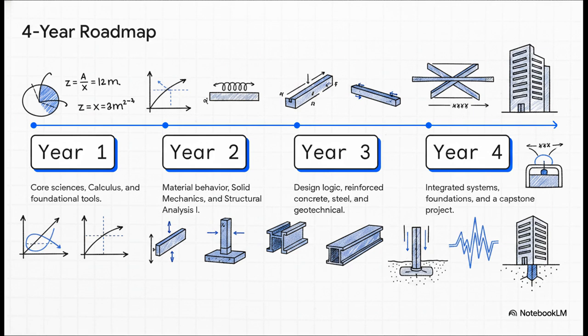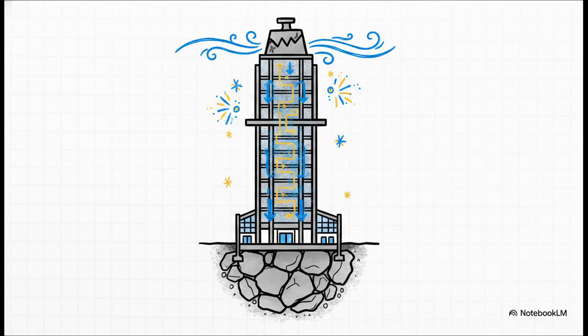By year 3, students apply design logic, using structural codes to detail reinforced concrete and steel, countering the very flexure and punching shear we just analyzed. Finally, year 4 synthesizes it all into integrated systems, encompassing deep foundation engineering, earthquake dynamics, and complete computerized building models. And look at what we've achieved together in this short explainer. We have successfully demystified the central nervous system of our built world.